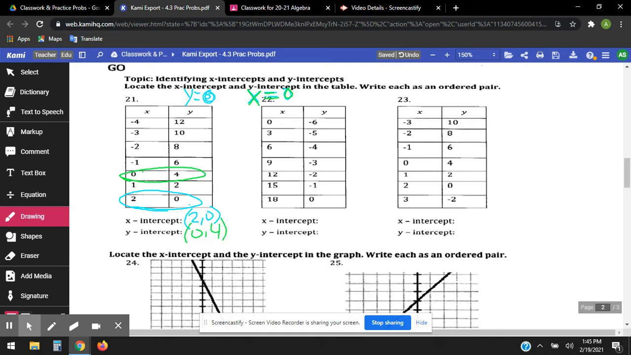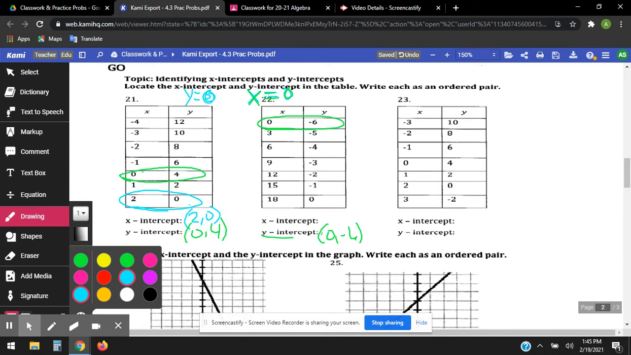Okay, so here, where does the y equal 0? Or sorry, for the y-intercept, x equals 0 at 0, negative 6. And the y equals 0 right here at 18, comma 0. And again, the x-intercept is when y equals 0, 2, comma 0. Remember, we always start with that x value. The y-intercept is when x equals 0, so 0, comma 4.